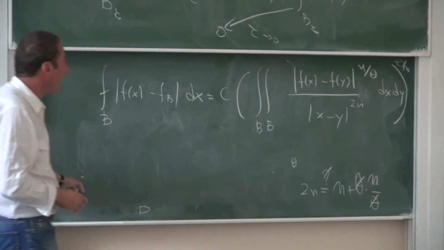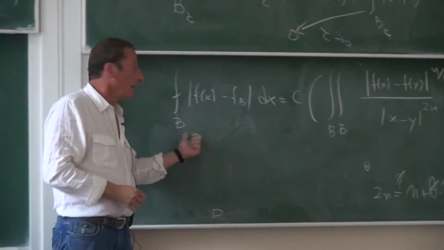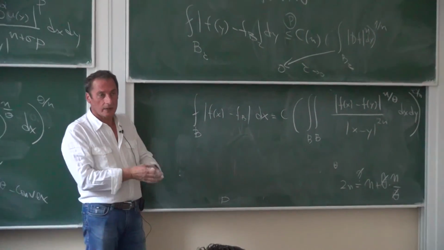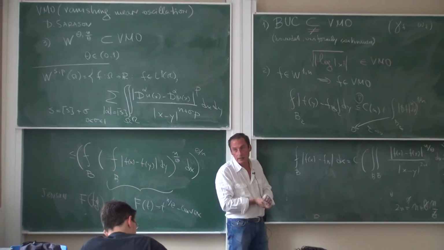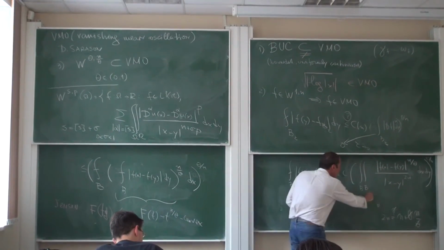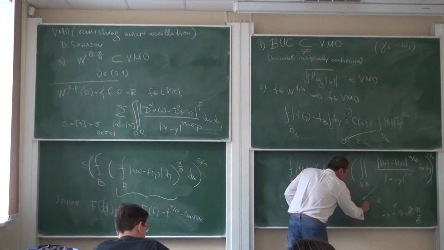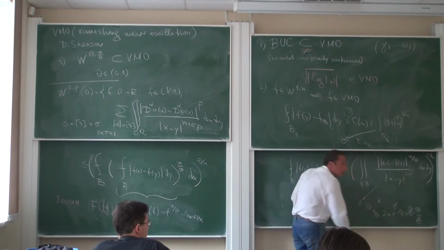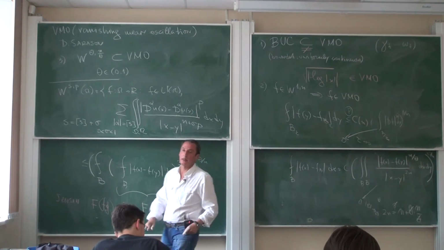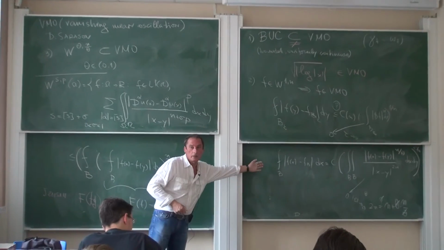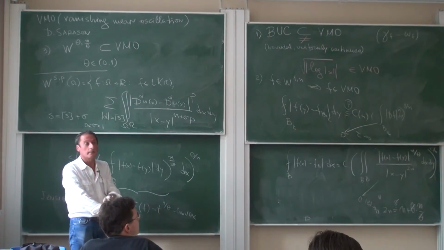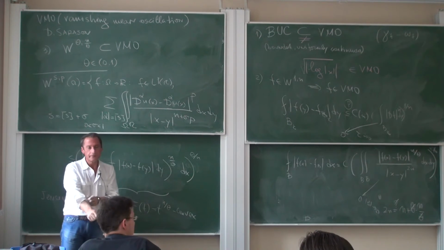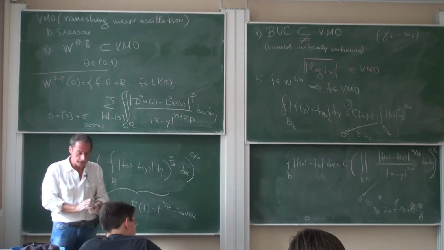Well, now, making the radius of the ball small enough, letting it tend to 0, it is clear that this quantity once again tends to 0 because of the absolute continuity of the integral. So we have once again that the function will belong to VMO. Will be a function of vanishing mean oscillation.